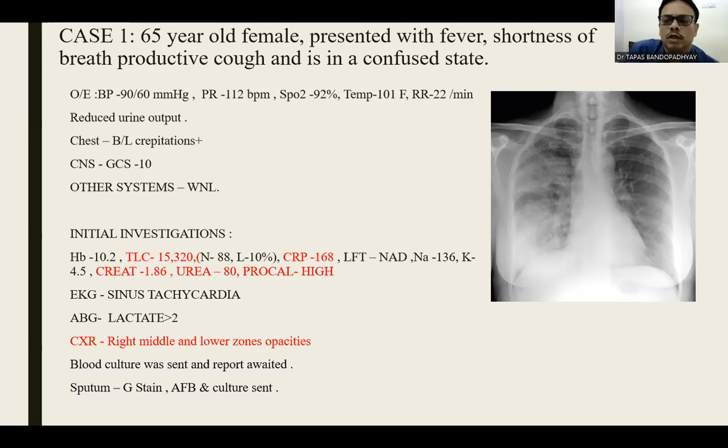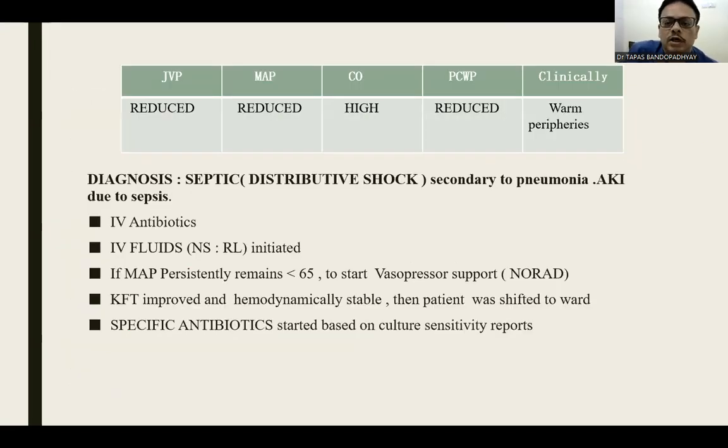So I am telling you, this is the diagnosis: septic type of shock secondary to pneumonia, and acute kidney injury due to sepsis. So automatically it is a type of distributive shock, and as you can appreciate, mean arterial blood pressure will be low, cardiac output will be high, there is no loss of volume, but the pulmonary capillary wedge pressure will be reduced because there is no obstruction on the left side of the heart. Clinically the periphery will be warm because there is vasodilatation. And as there is no right-sided preload overload, the JVP will be reduced.